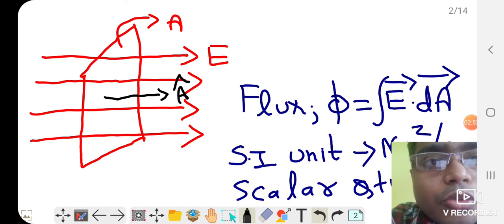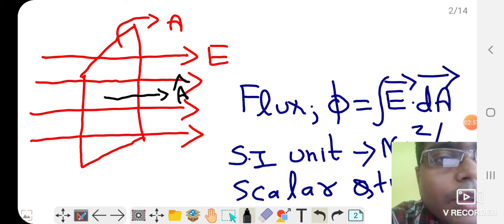So flux depends upon two factors. First one is electric field, second one is area. Now flux is the dot product of two vector quantities. So obviously the flux will be a scalar quantity. This you have got in class 11 also, that the dot product of two vector quantities will be a scalar quantity. So we can say that the flux will change when we change the electric field, or when we change the area, or when we change the angle between the electric field and the area vector. So these are the quantities on which the flux will depend.